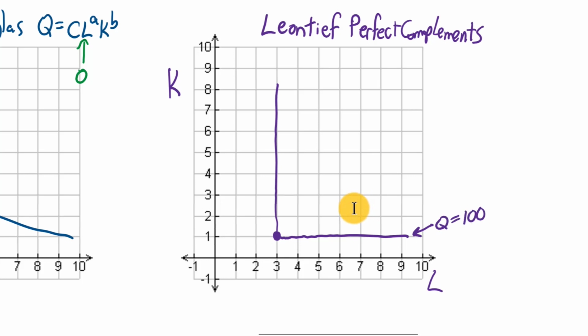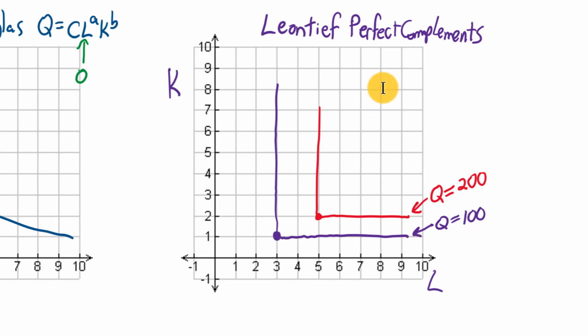Maybe 1 train engine and 3 workers could haul 100 tons of coal, for example. But you're not going to get any more output unless you get 1 more engine and 3 more workers to run it. So the next isoquant would look something like this. And maybe that would be for 200, or it could be 150, just depends. So this would be a Leontief production function.